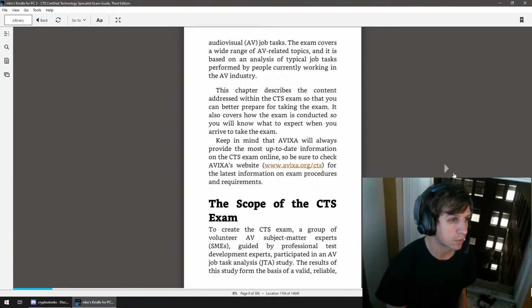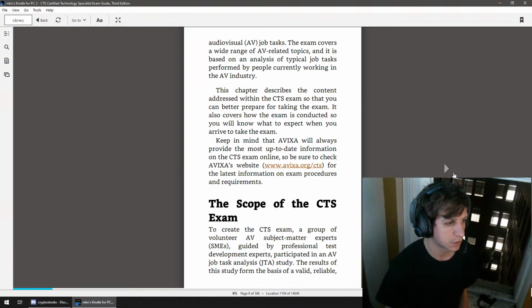This chapter describes the content addressed within the CTS exam so that you can better prepare for taking the exam. It also covers how the exam is conducted, so you will learn what to expect when you arrive to take the exam. Keep in mind that AVIXA will always provide the most up-to-date information on the CTS exam online, so be sure to check the AVIXA website for the latest information on exam procedures and requirements.